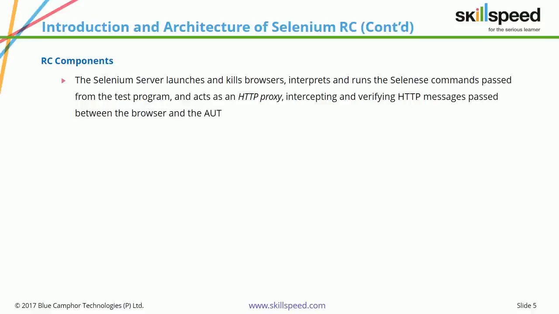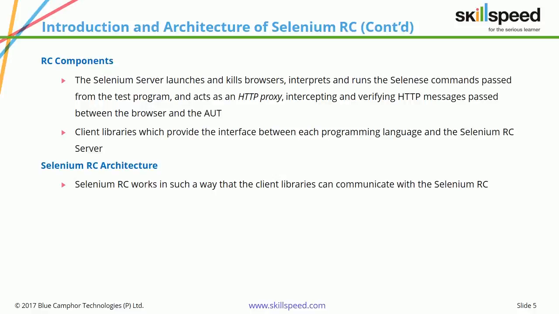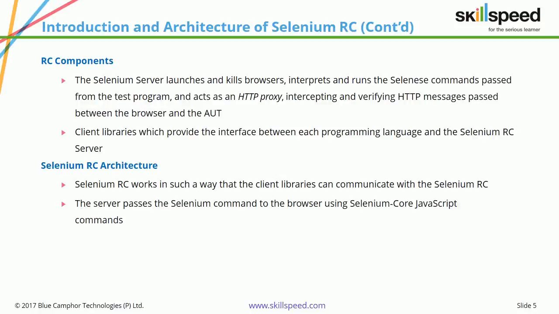There is another component of Selenium Remote Control which is called client libraries. These client libraries provide the interface between each programming language command that we give and the Selenium Remote Control server. If we talk about the architecture, Selenium RC works in such a way that the client libraries can communicate with the Selenium Remote Control server. The Selenium server passes the Selenium commands to the browser using the Selenium core JavaScript commands. The browser executes the Selenium commands using its JavaScript interpreter.